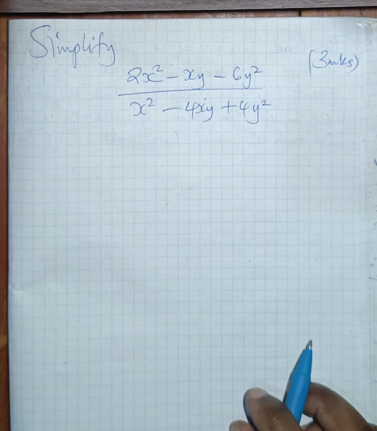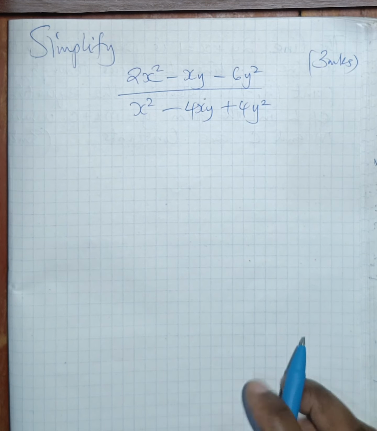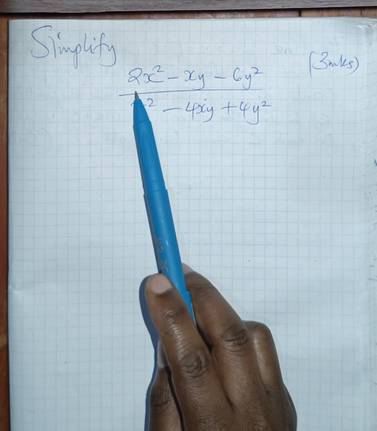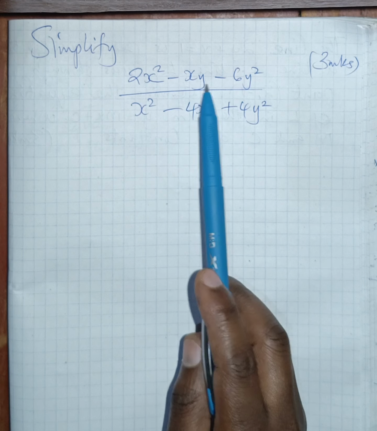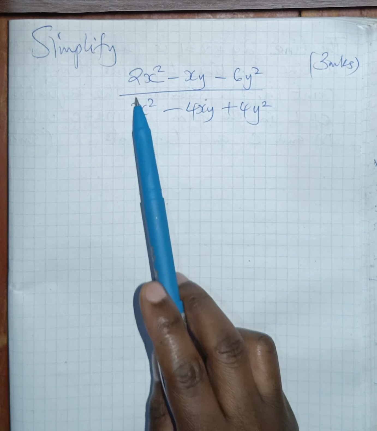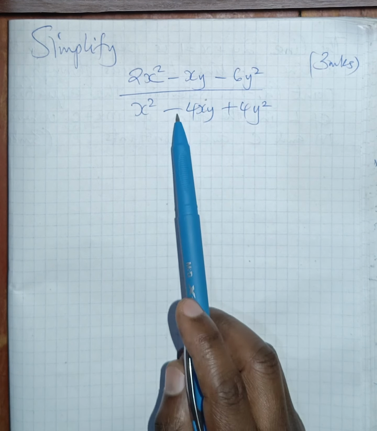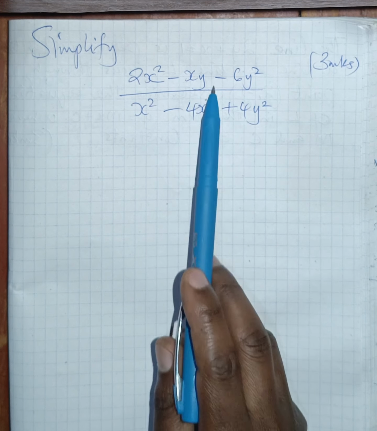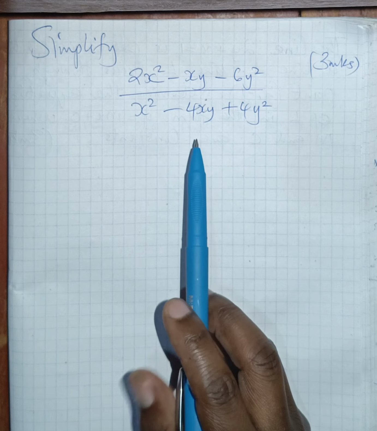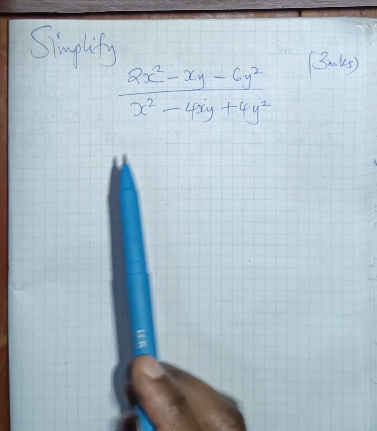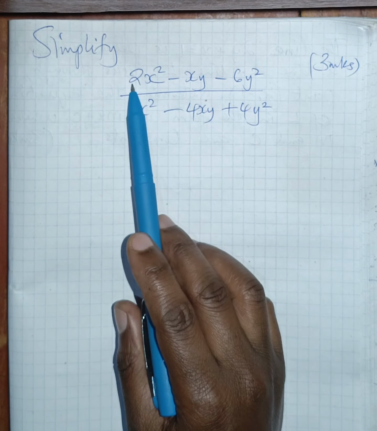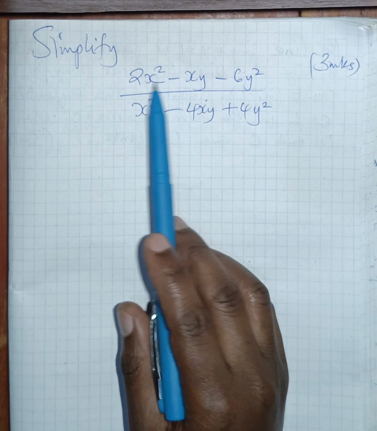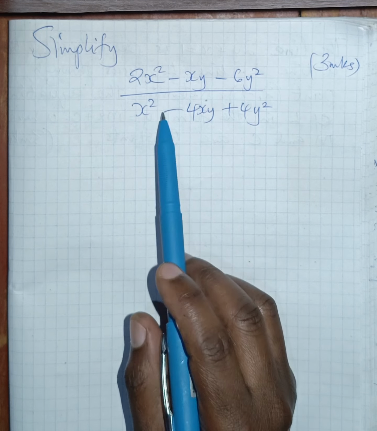This is another KCSE sampled mathematics question, whereby the candidates were expected to simplify 2x squared minus xy minus 6y squared over x squared minus 4xy plus 4y squared. Now, these are two quadratic expressions, and the way to go about them is, one, you factorize. You use the factorization concept.